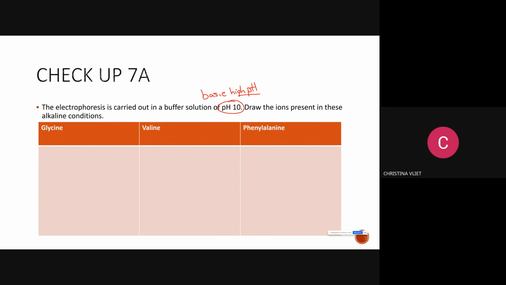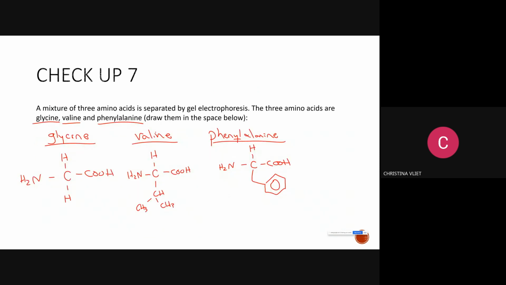So rewrite glycine in alkaline conditions. And that's the key word. They told you it's alkaline, high base conditions. So how would we rewrite glycine? Glycine is that first one. How would we rewrite this in a pH of 10?